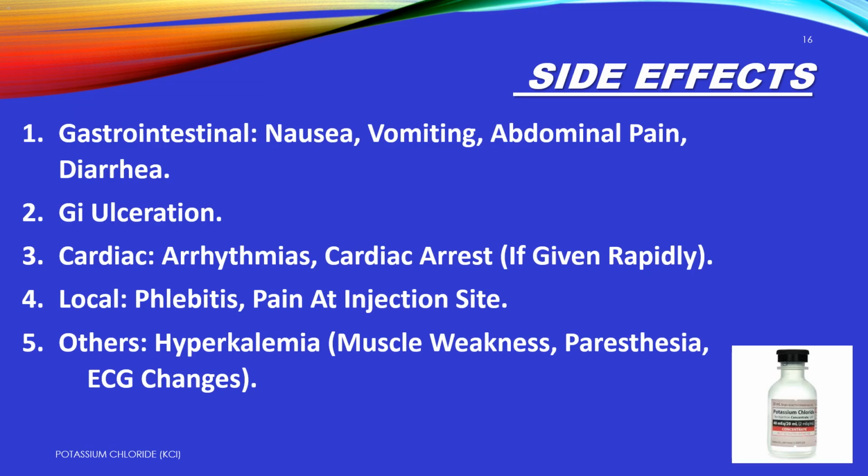4. Local phlebitis: pain at injection site. Intravenous administration of potassium chloride can cause inflammation of the veins, phlebitis, or pain at the injection site. 5. Others: hyperkalemia, muscle weakness, paresthesia, ECG changes. Elevated potassium levels can cause muscle weakness, abnormal sensations, paresthesia, and changes in electrocardiogram (ECG) readings, highlighting the importance of monitoring potassium levels.